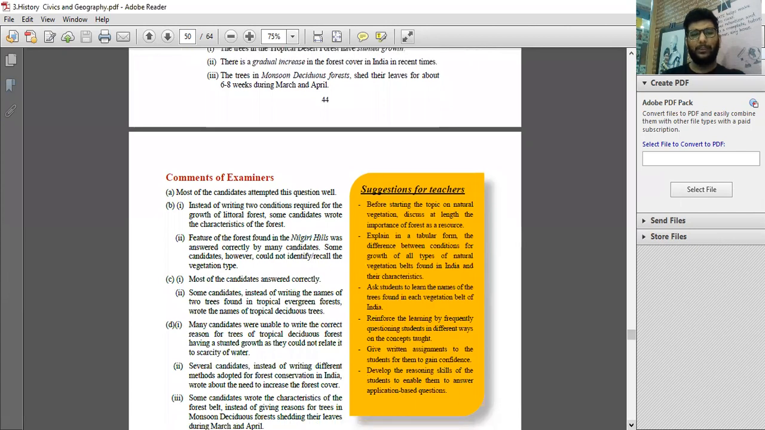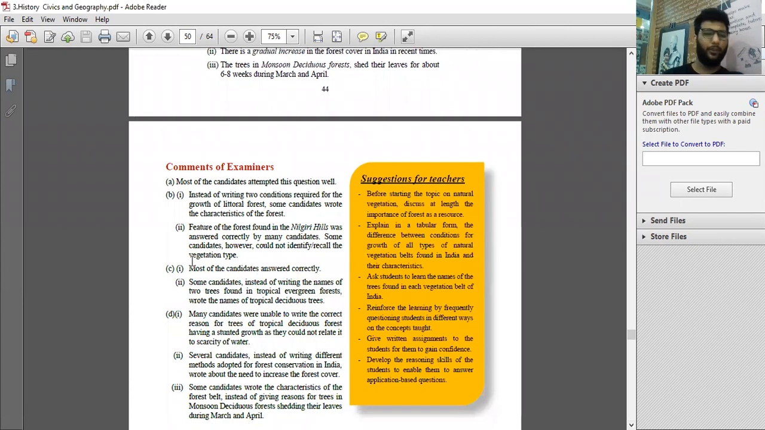So when it comes to the answers, like features found in Nilgiri Hills, of course it's quite simple enough to be answered. You need to pay attention to which vegetation category it belongs to. Likewise, when it comes to the growth of littoral forests, when it comes to the characteristics of the forest, you need to pay attention to what requirements are there. You can't just manipulate them. So you have to ensure that you are covering them.